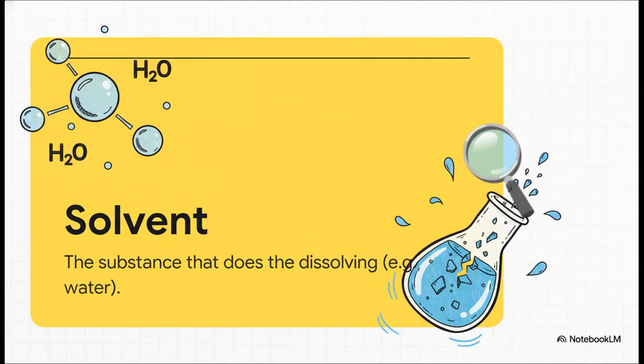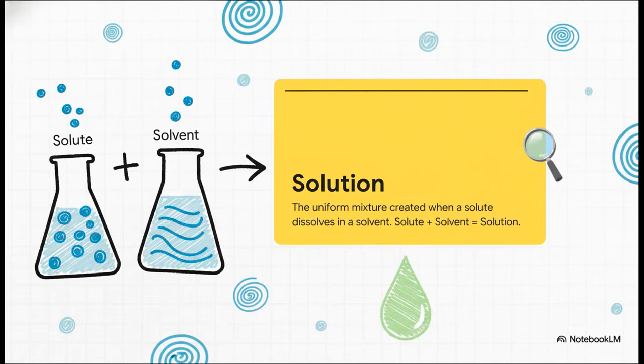And next, we have the solvent. This is the substance that's doing all the heavy lifting. It's the dissolver. And water is basically the superstar of solvents. It can dissolve so many different things. And when you put those two together, when the solute completely disappears into the solvent, bam, you get a solution. That's it. That's our perfectly mixed drink. Just remember that simple formula. Solute plus solvent equals a solution.